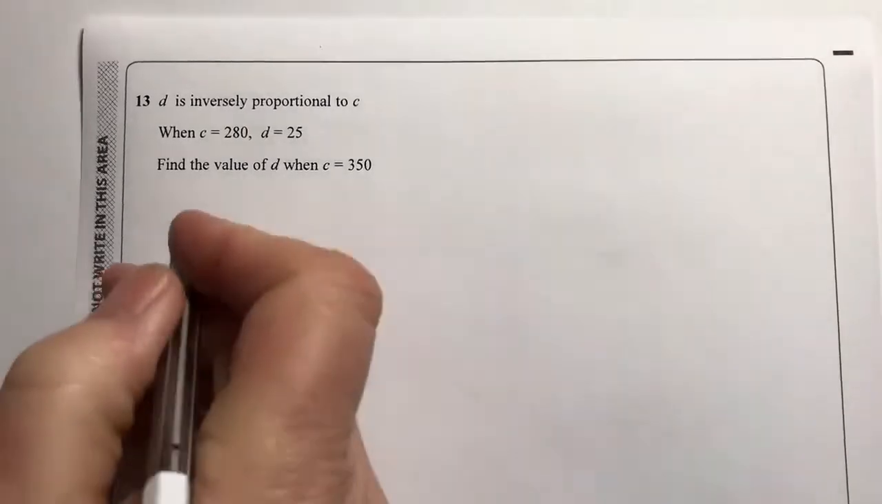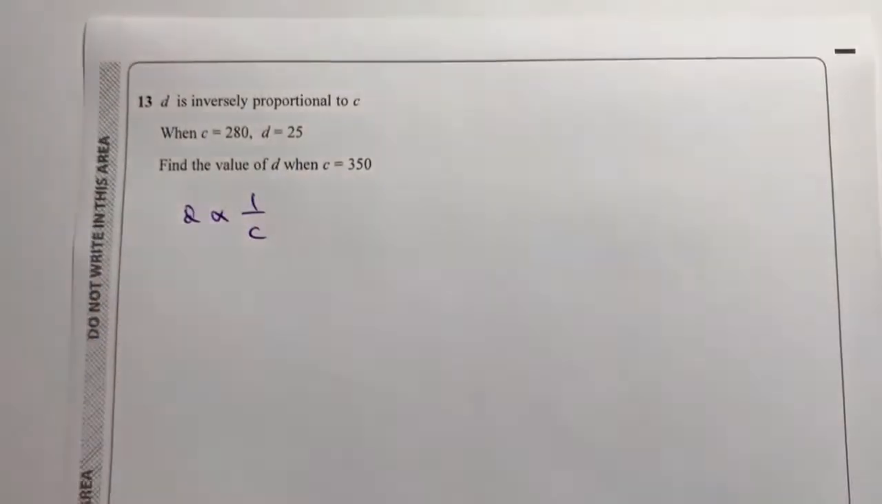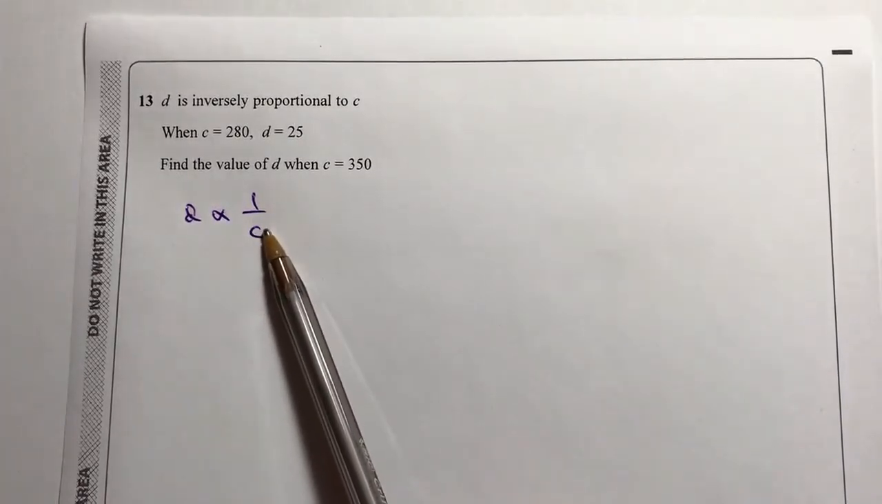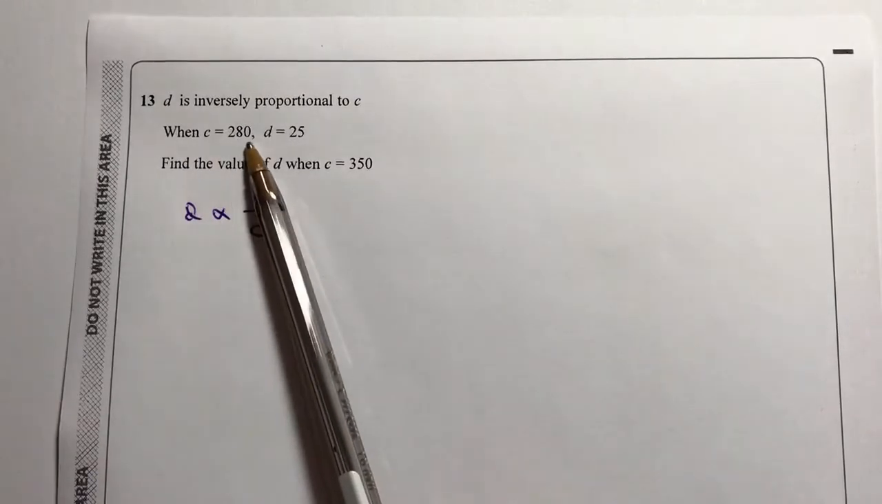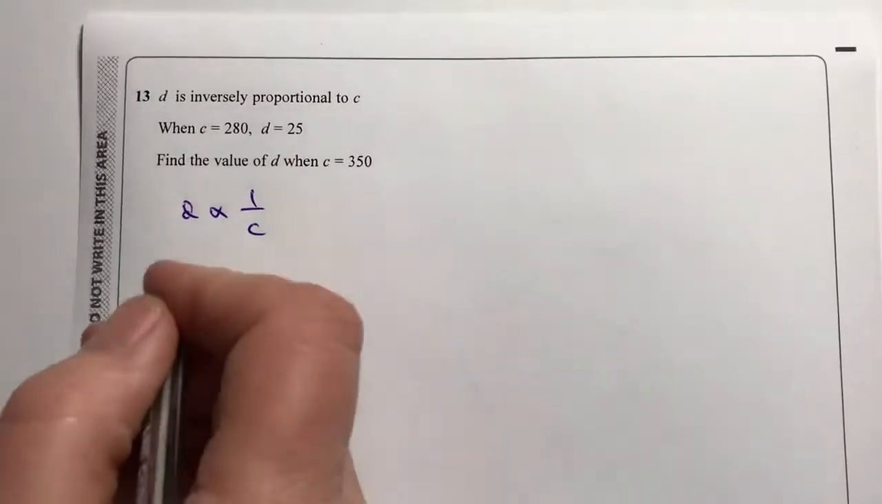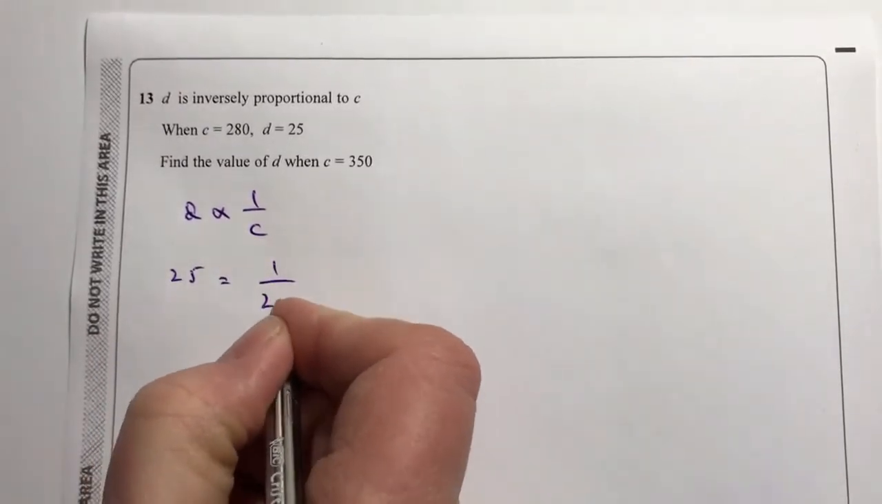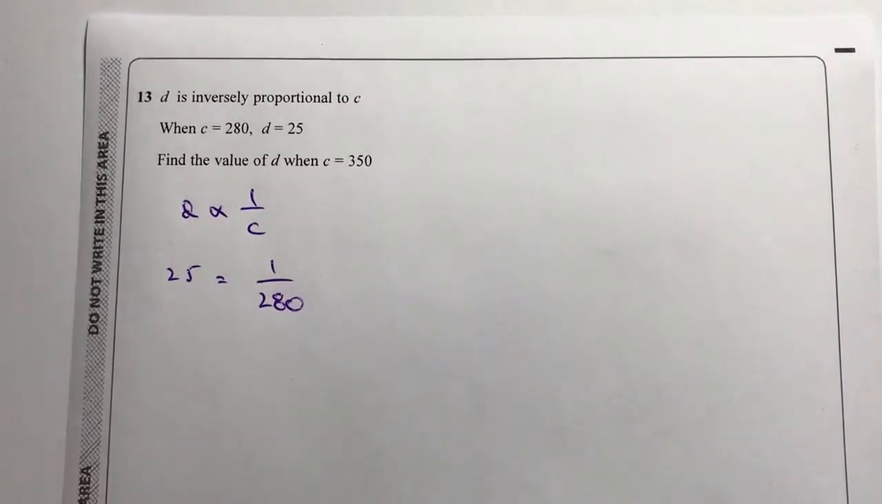Well, if D is inversely proportional to C, we can write that as D is proportional to 1 over C. Now, if we change that into an equation, it says when C equals 280, D equals 25. So when D equals 25, it equals 1 over 280? Oh no, it doesn't.